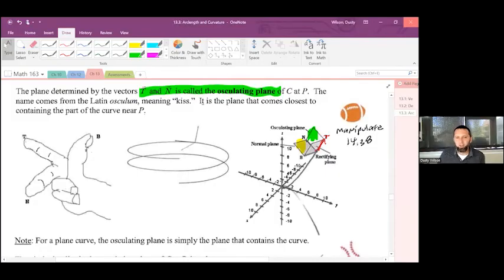Putting this in a static environment, you can again think about that TNB frame as being the tangent vector, think with your pointer finger, the normal vector with your middle finger, and your thumb being your binormal. And so you can imagine flying along the curve.